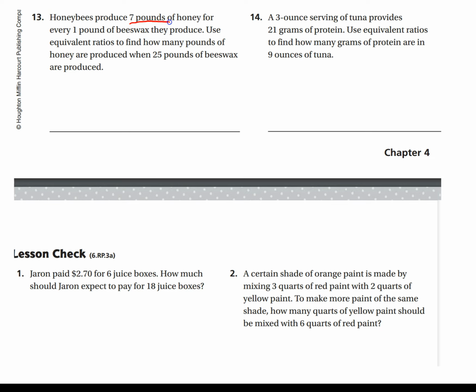Honeybees produce 7 pounds of honey for every 1 pound of beeswax. So 7 pounds to 1 pound. My ratio is 7 to 1, and that's honey to beeswax. I could also write that as 7 to 1, or as a fraction, 7 over 1. Use equivalent ratios to find how many pounds of honey are produced when 25 pounds of beeswax are produced.